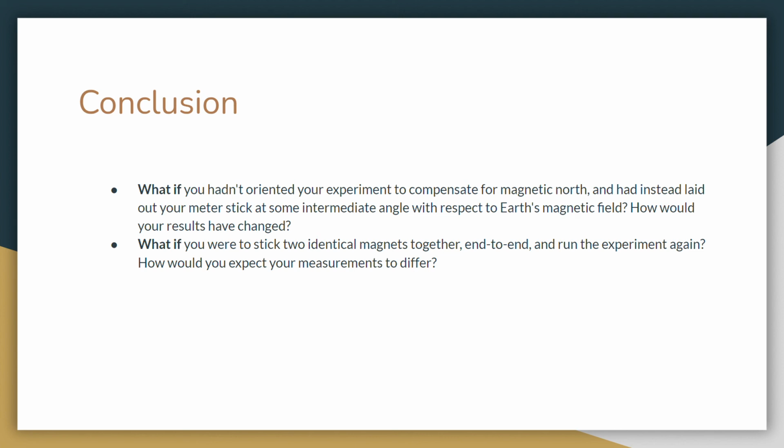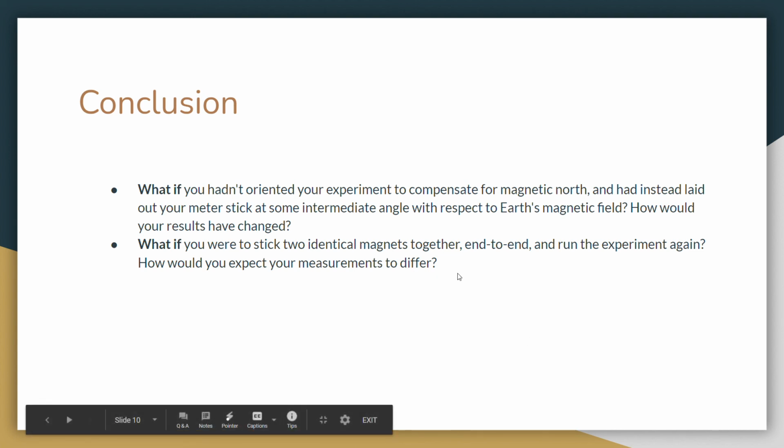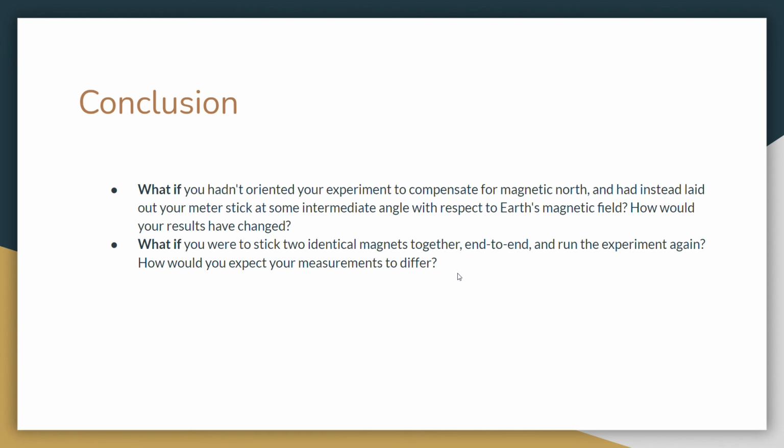And if I were to stick two identical magnets together and then run the experiment again, my magnetic field would have been much greater, and that would cause the distances that I needed for the x component magnitudes of the magnetic field to be like 20, 70, and so on, to be much smaller. And that's it.